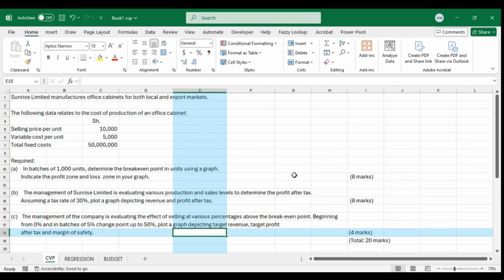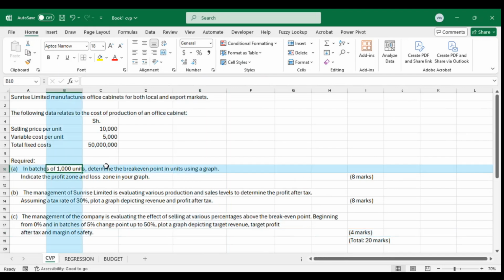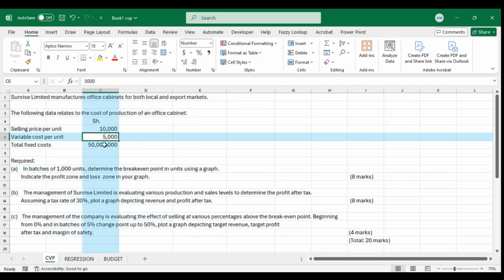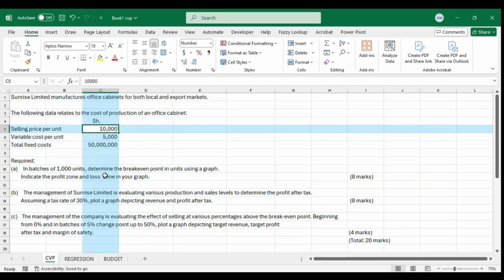So first thing first, the question wants us to get the break-even point, but we show that information on a graph. And we are told that production, we present it in batches of 1,000 units. So already we have our selling price, which has been presented as numerical information, so we don't need to make any adjustments.